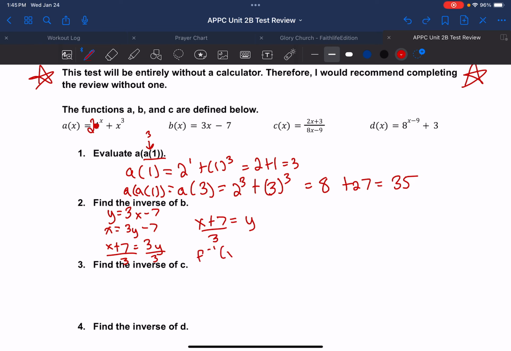Oh, and notice here, I made the mistake myself. I didn't do it on purpose, honestly, but it's a really good point to make. So notice I'm doing b of x, so to write it in inverse notation, it would be b to the negative 1 of x equals.